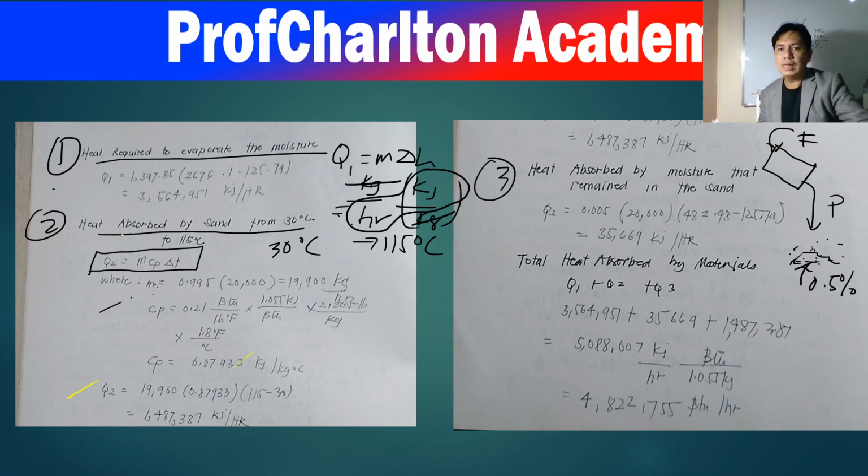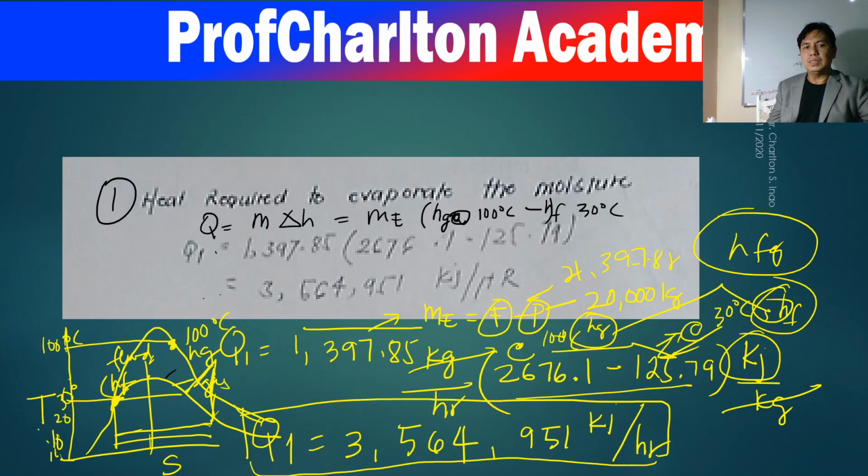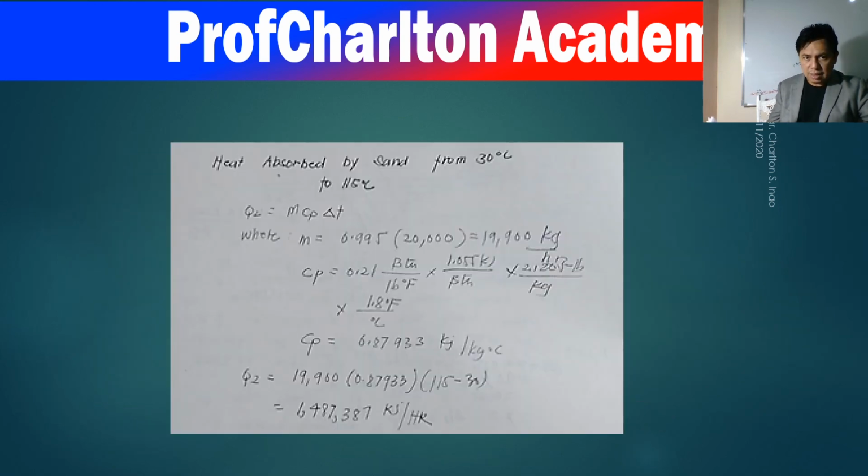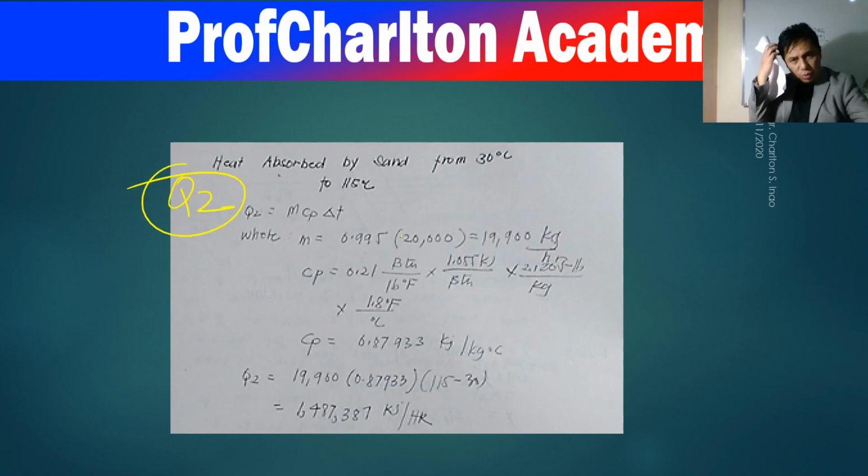Yeah. So Q2 is heat absorbed by sand from 30 to 115. From 30 to 115. Do we have that here? From 30. Yeah, this one. This is the Q2. So Q2 is the heat absorbed by the sand from 30 to 115. So if there's a change in temperature, there's a heat transfer. So the formula is the general formula for heat absorbed and heat rejected. Heat transfer is mCp delta T.